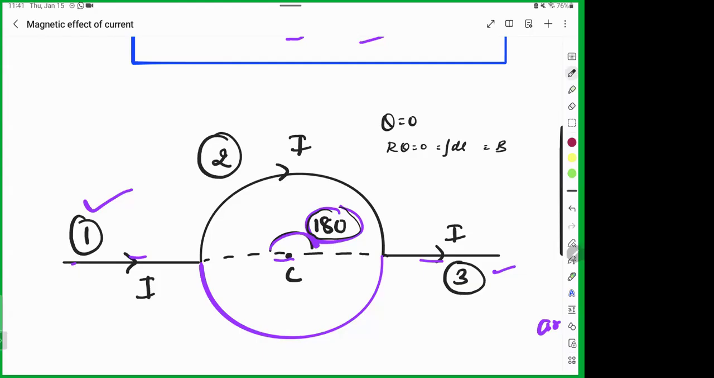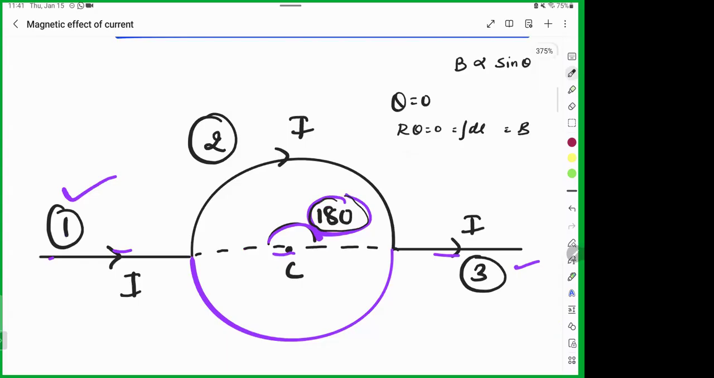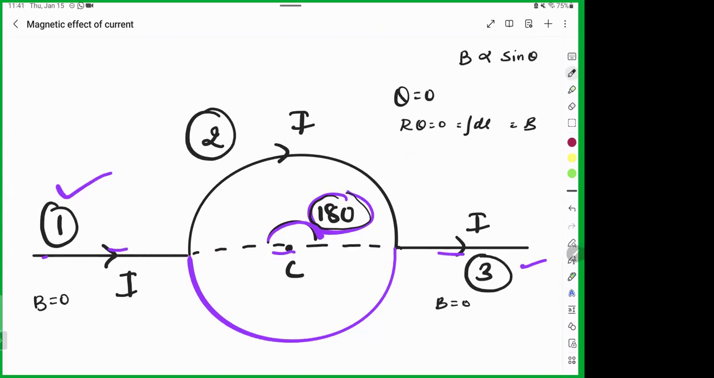And you have seen this kind of question. When theta is 0, just imagine sine 0 is 0, because your magnetic field directly depends upon the sine theta angle. If your theta is 0, then your magnetic field will be 0. That's why in the first and third case, your magnetic field will be 0. Here field is 0. Why? Theta is 0. Understood, guys?